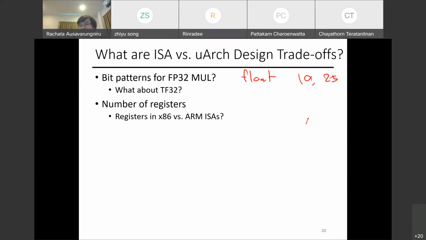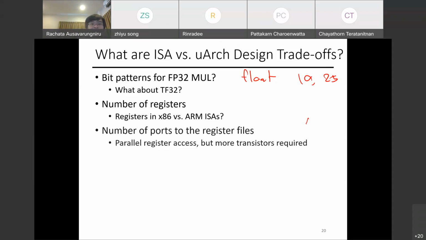The number of registers also changes from one ISA to another, right? x86 would have one set of registers that you can work with. ARM ISA would have a different set of registers that you can work with. Then there's the number of ports that go into the register file. Now we're going into a little more hardware.